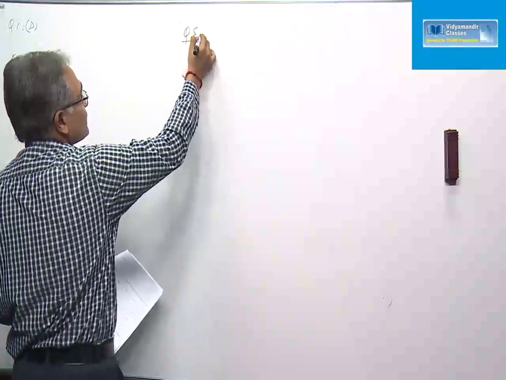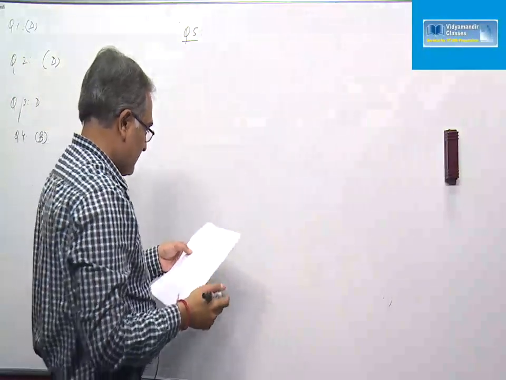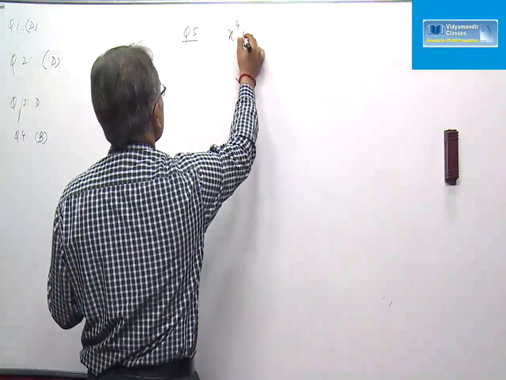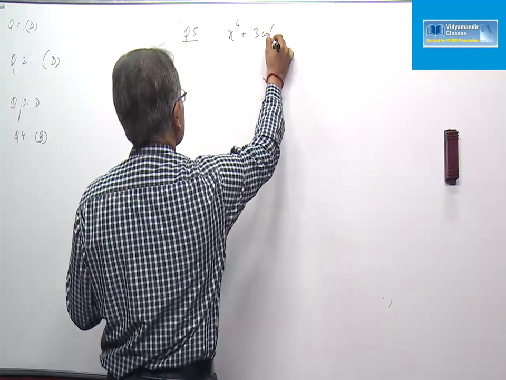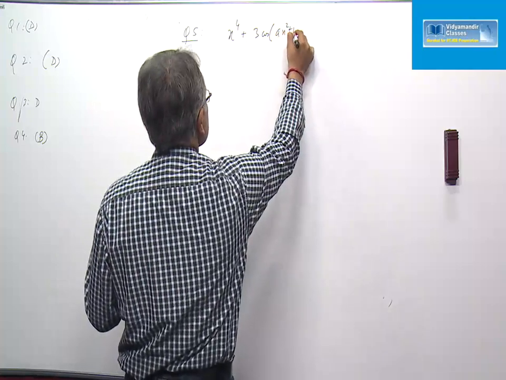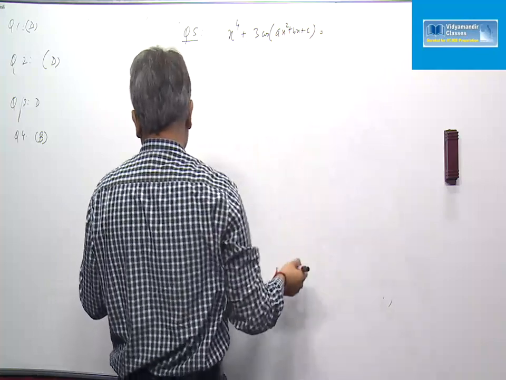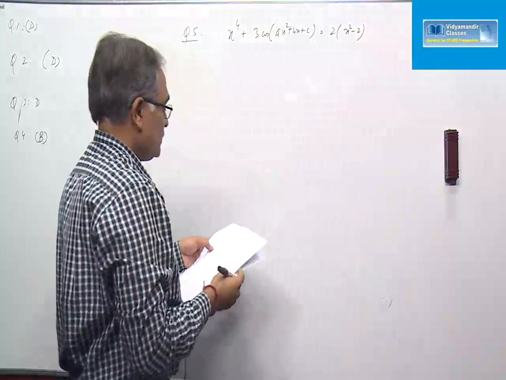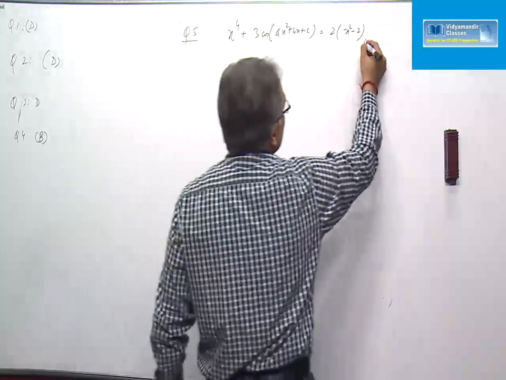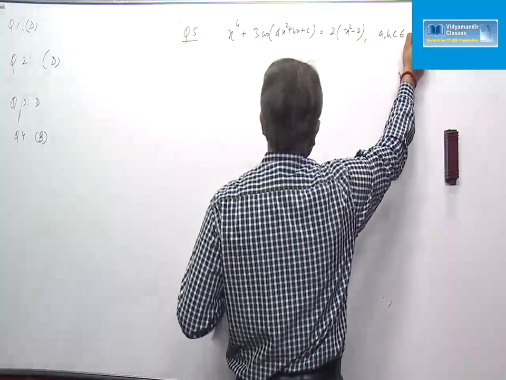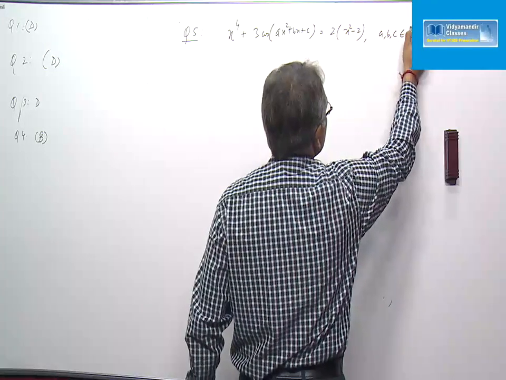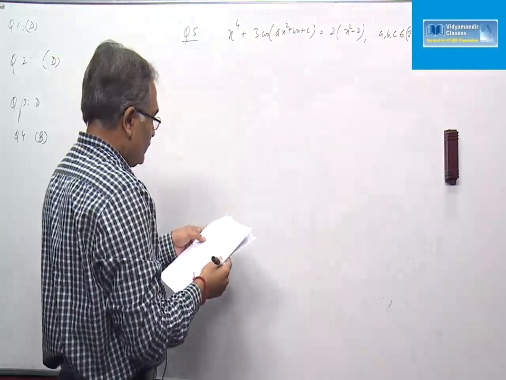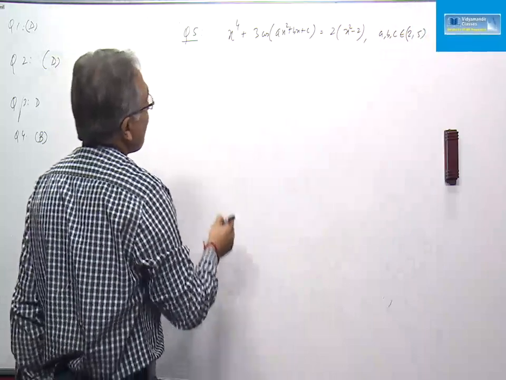Now let's come to question number 5. It says there is a transcendental equation x to the power 4 plus 3 cosine of (ax square plus bx plus c) equals twice of (x square minus 2). It has two distinct solutions. Further, it is given that these three coefficients a, b, c belong to [2, 5]. We need to find the maximum value of ac by b square.